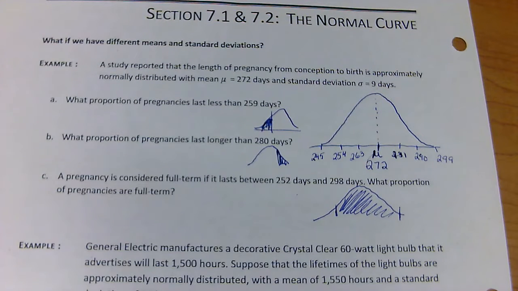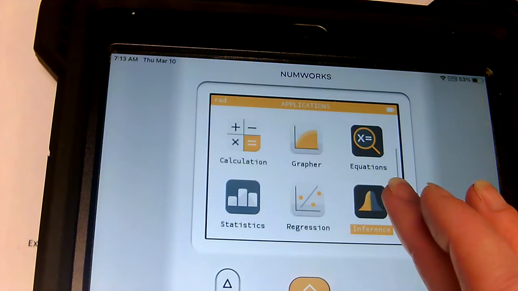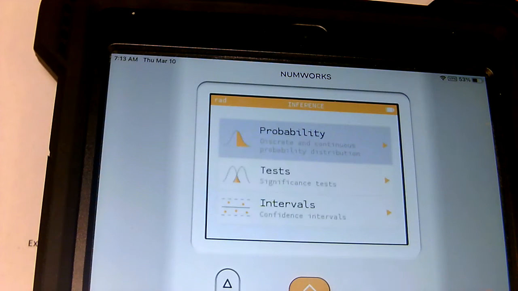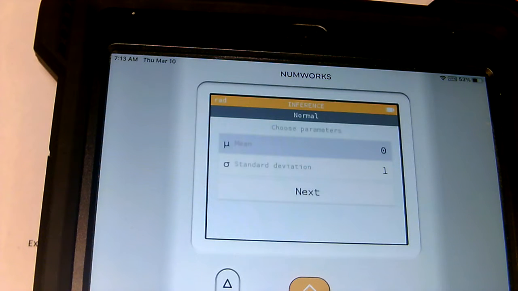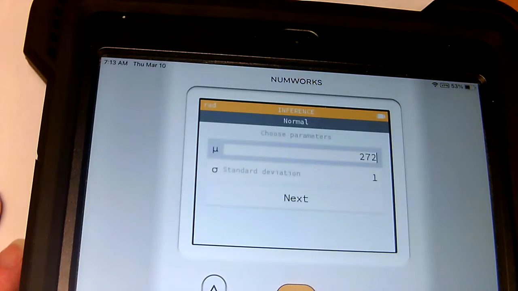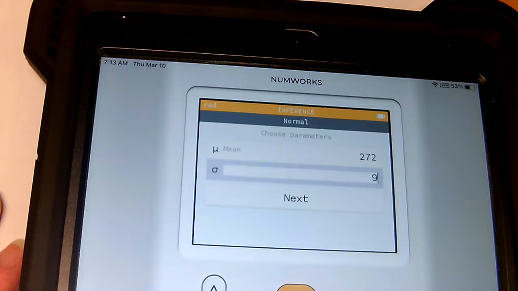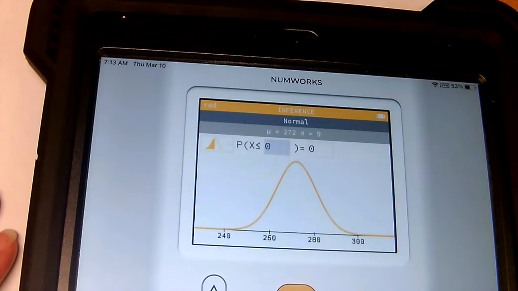Now let's review how to calculate it. Well, the best way is to use our NumWorks app. So again, we're going to go in and choose the inference, probability, and we're on a normal curve. Before we were just using a mean of 0 and a standard deviation of 1, but we can put in anything we want. So the mean here was 272, and the standard deviation was 9. And it draws our picture.